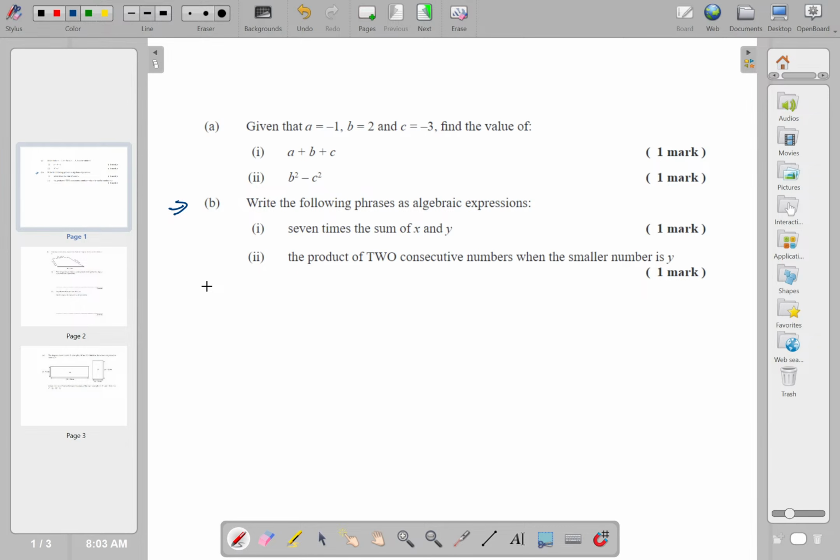Because I want to first start off with how to create expressions. So we have the creation part here, and then we're going to evaluate it after. Those are the concepts that are being relayed in these two questions, right? It says write the following phrases as algebraic expressions, right? 7 times the sum of x and y.